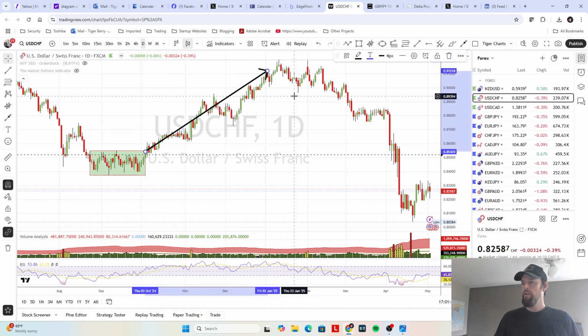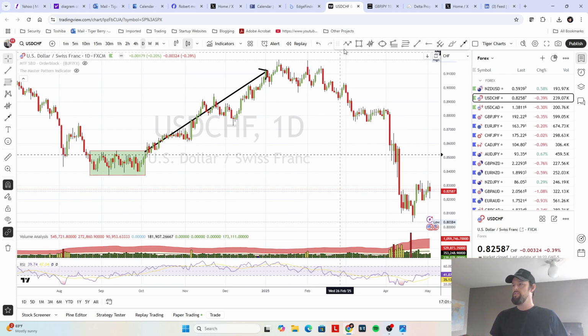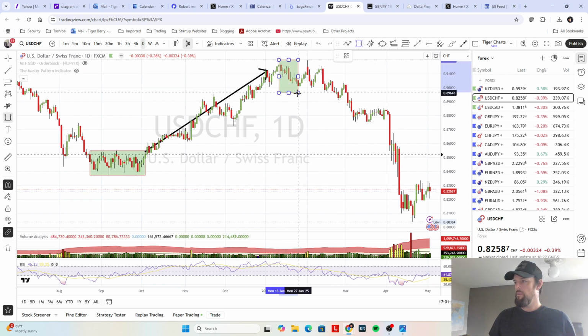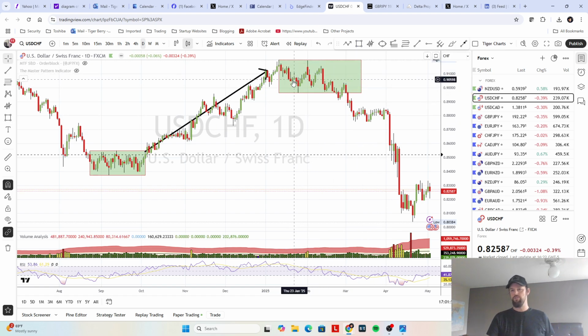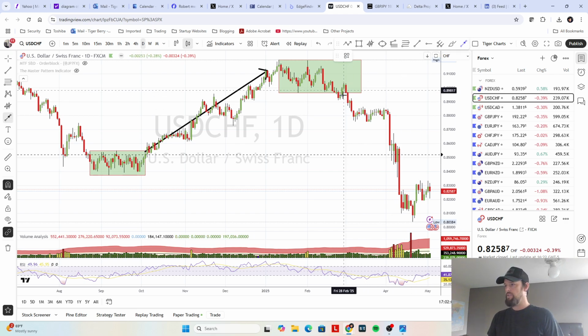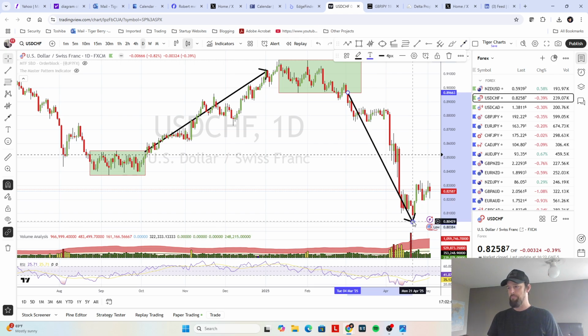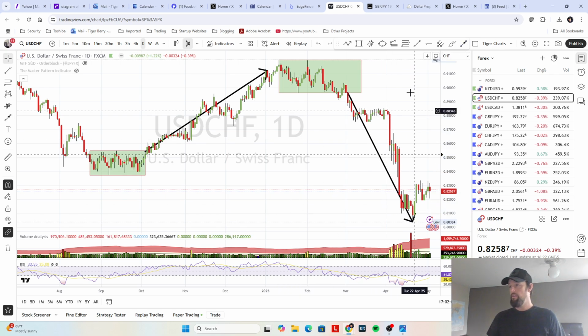Came up to here. Now price is going sideways again. If we take a look at our box here, take that all the way over. Okay, there's our distribution. And then after price breaks out of that box to the downside, now we go down, and then the process just starts all over again.